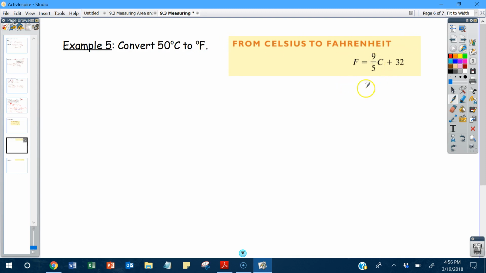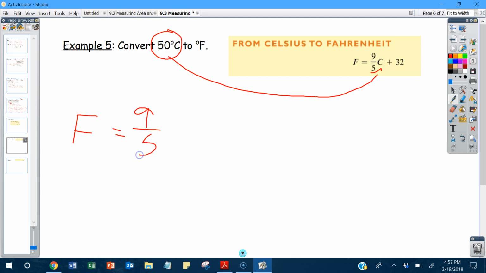We're going to use this formula. The way to read this is when you see F, that's the degrees Fahrenheit. When you see C, that's the degrees Celsius. So when I have the degrees Celsius, I'm going to plug that in for C. I don't have degrees Fahrenheit, so I'm just going to leave that as F. If I don't have it, that's going to be a variable. It's going to be just a letter. If I do have it, I'm going to replace that letter with the number that I have. So F is equal to 9/5 times 50 degrees Celsius plus 32.